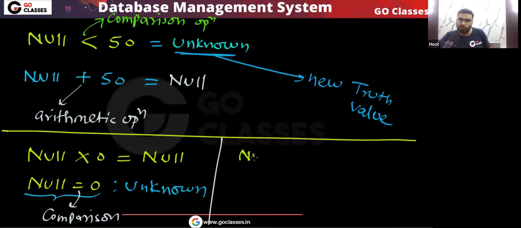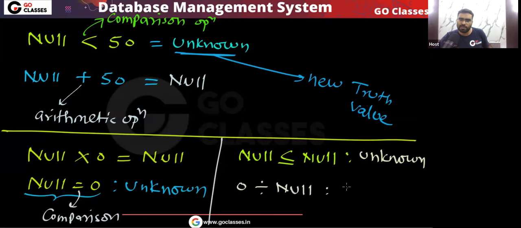For example, what is null less than or equal to null? Again, that will be unknown, because this is a comparison, so the result will be unknown. I hope all these points are clear. For example, what is 0 divided by null? Now this is arithmetic, so the result will be null. Simple.